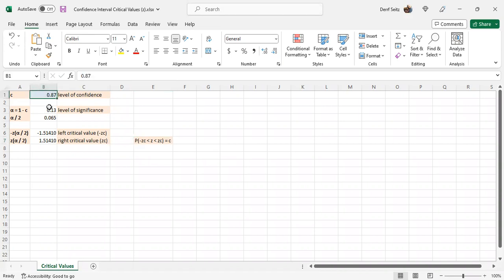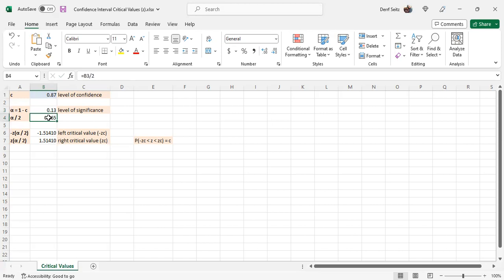In this spreadsheet, there's only one input cell in blue here, the level of confidence, 87%, entered as a decimal. Everything else is automatically calculated. The level of significance, which is the complement of the level of confidence, is the area in the two tails. The percent here is the probability of the central region. And here we have the two tails.